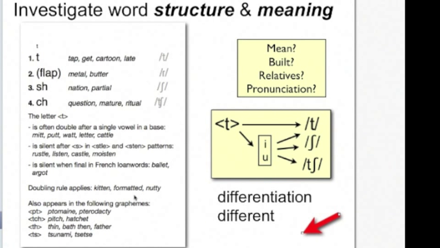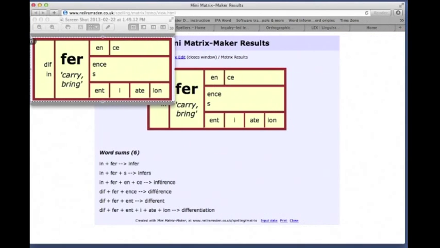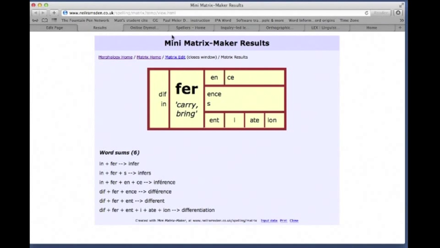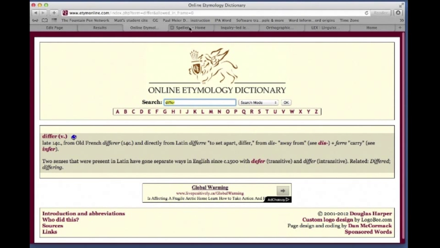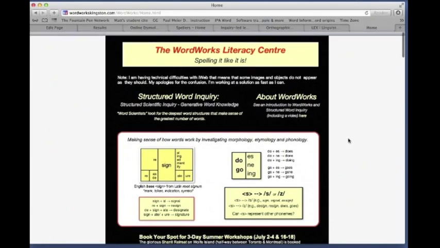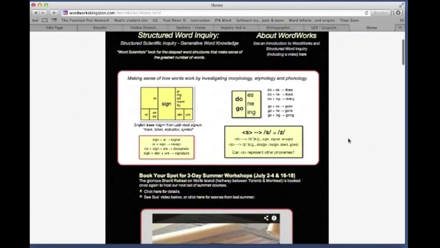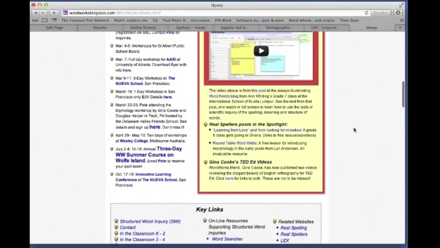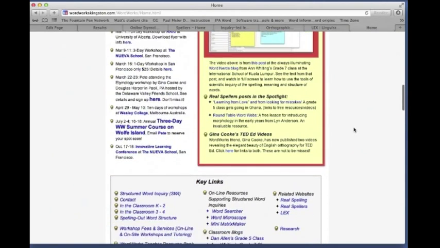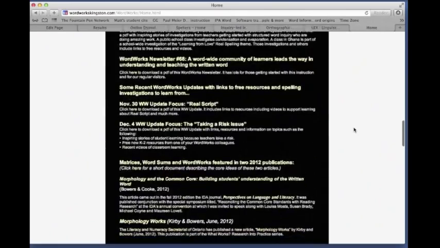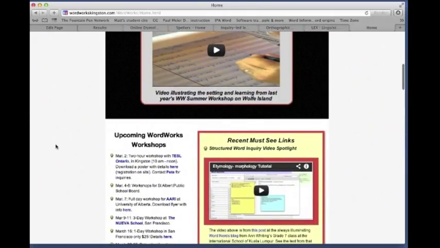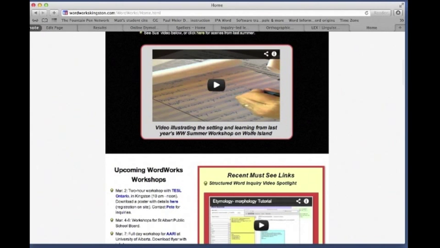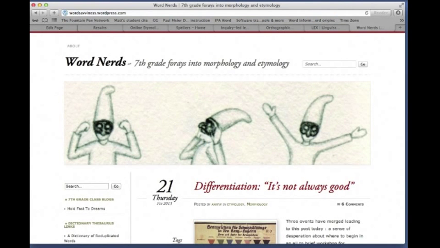The idea of being able to hop between these tools, such as the mini matrix maker, the Etom Online, the word searcher, real spelling to get facts, and I'll just point to my own website here where you have examples of this kind of work. And I'm just posting up their video right there. You can watch their video, and lots of examples and free resources. So I hope that's helpful, and I have to again thank the Word Nerds blog where we can see this.